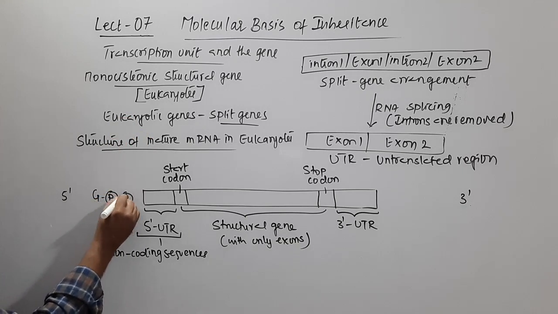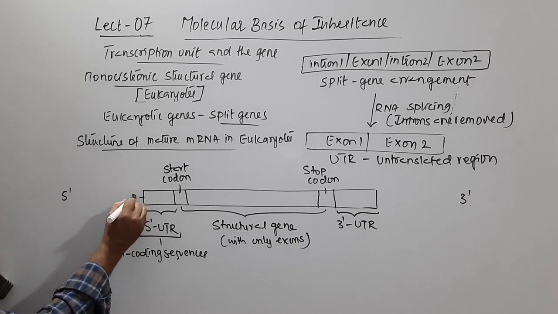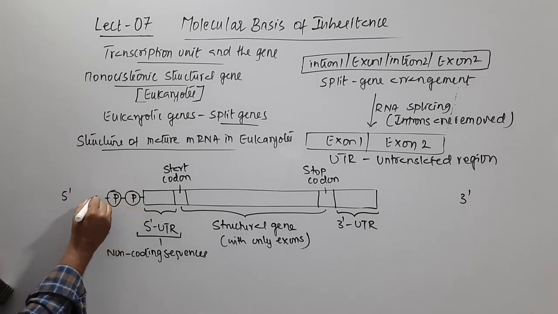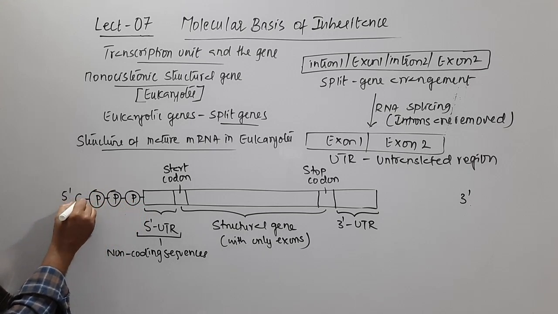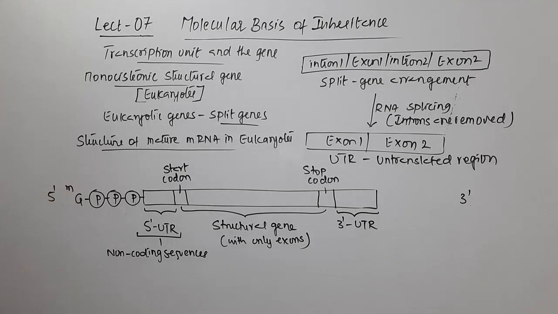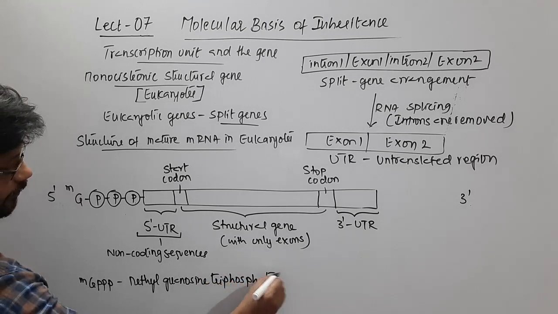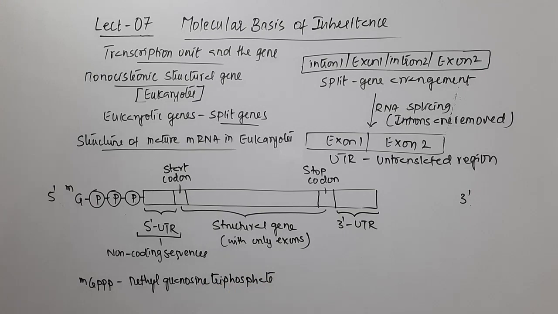It's called methyl guanosine triphosphate. So it's called MGPP, that stands for methyl guanosine triphosphate.